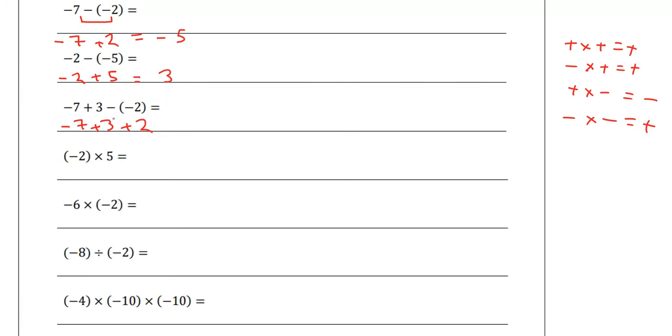Okay, so this one we need to do 2 sums to calculate the entire result. So we start at negative 3 and we move 3 spaces to the right, that is negative 4, and then we move another 2 spaces to the right to arrive at negative 2.